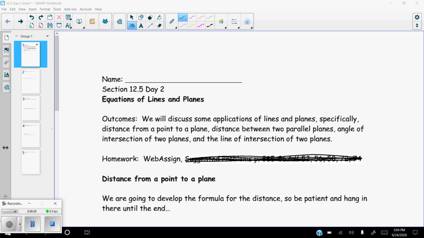We'll do this in a couple of videos. The first video we're pretty much just going to spend on distance from a point to a plane, and then we'll do the other 3 in the second video. So distance from a point to a plane.